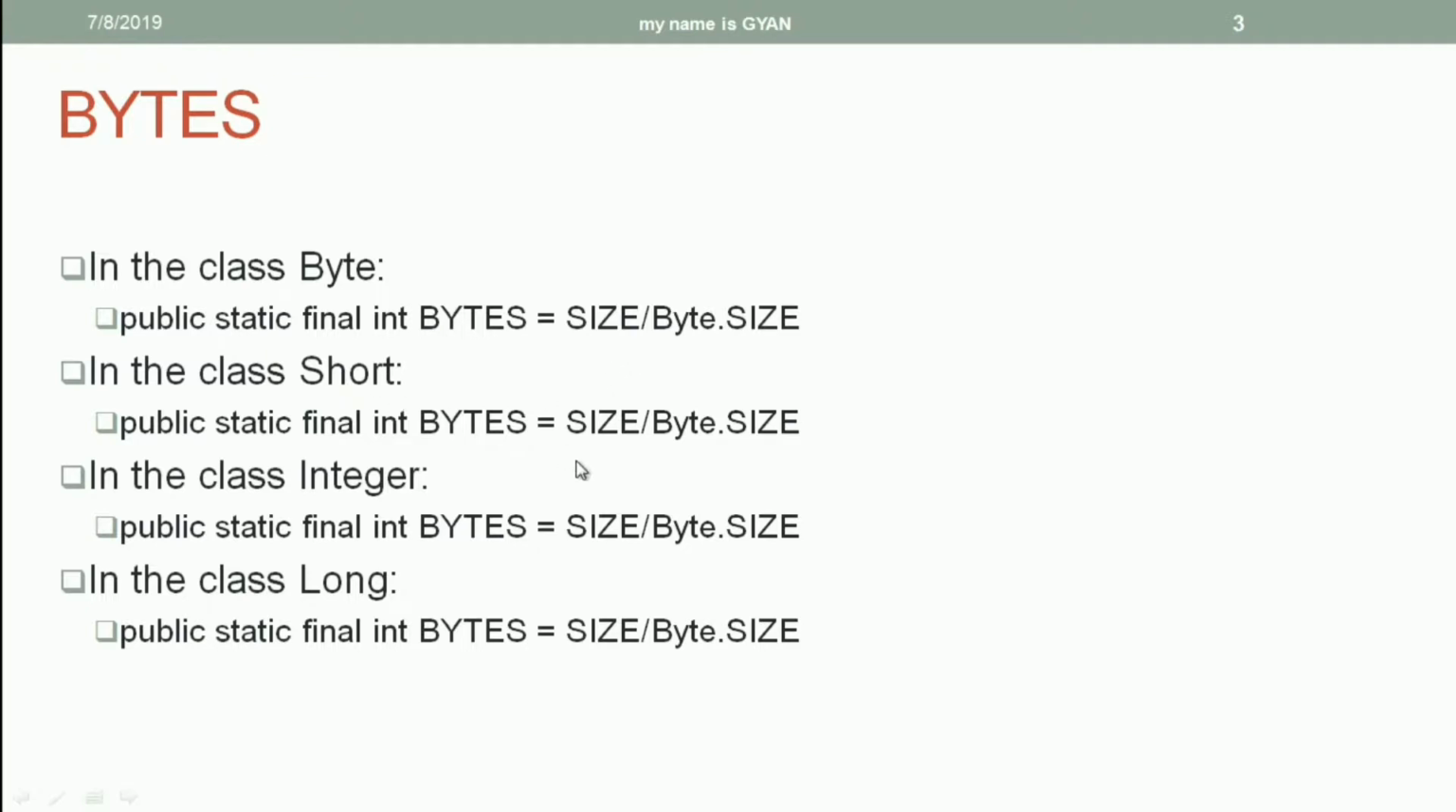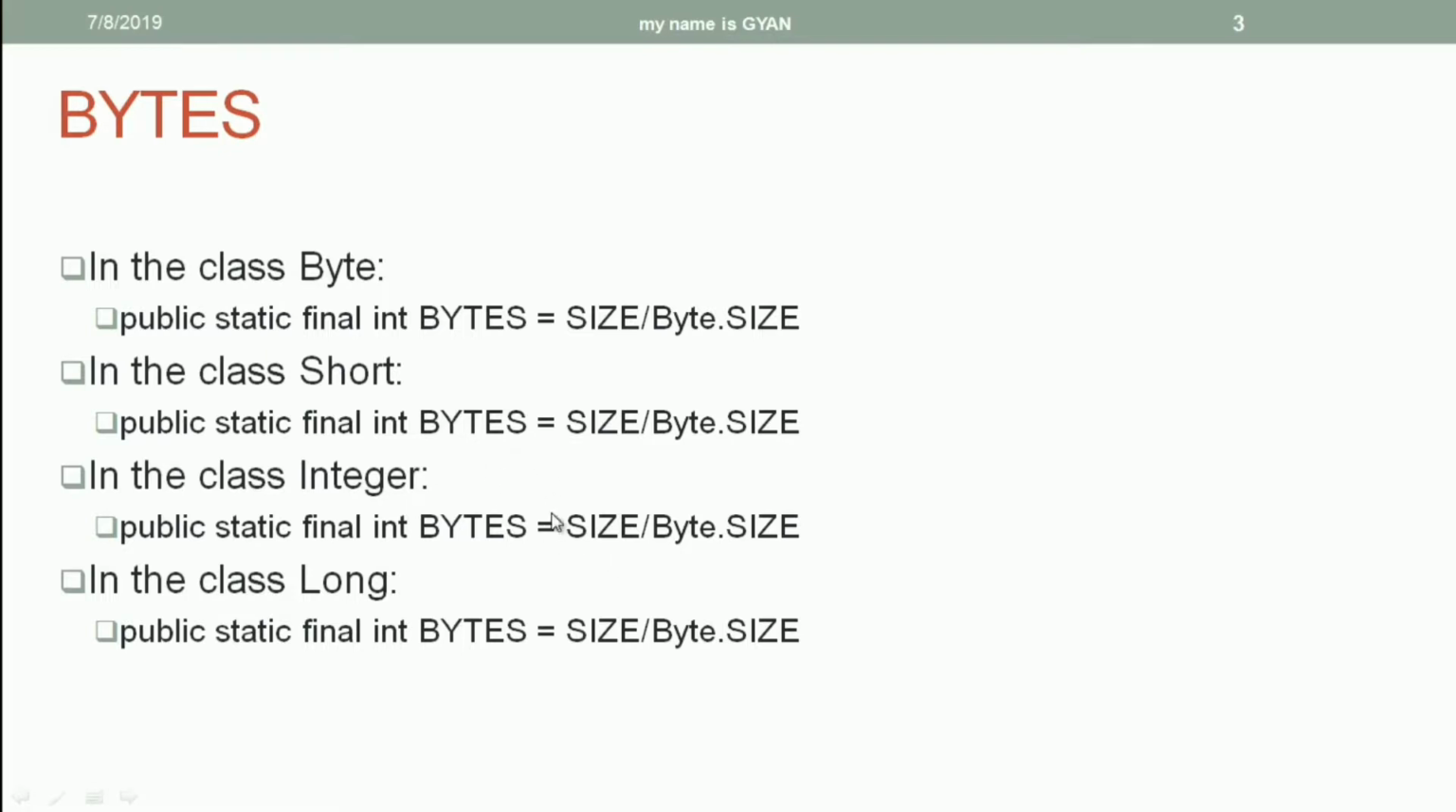In the class Short, the value of the field SIZE is 16. And we are accessing the field SIZE of the class Byte, that is 8. 16 divided by 8 is 2. That's how the value of the field BYTES in the class Short is 2.